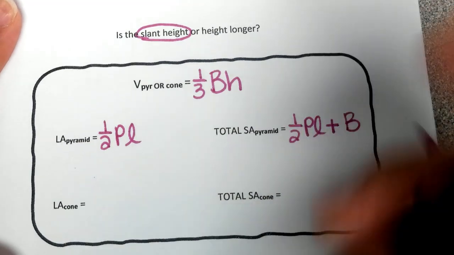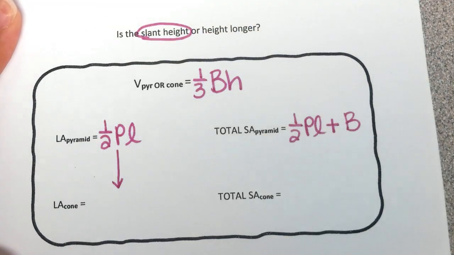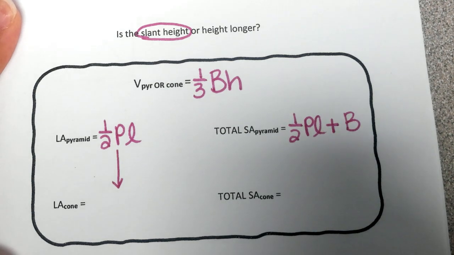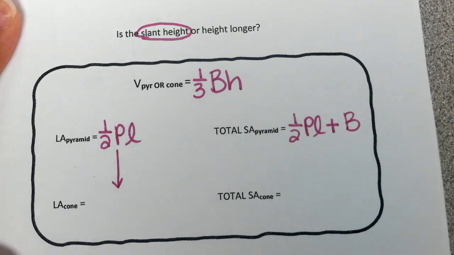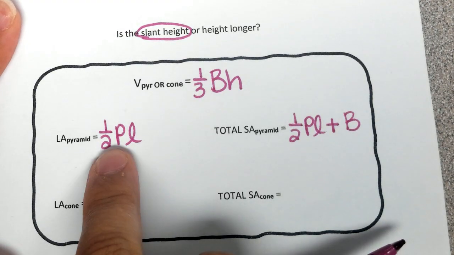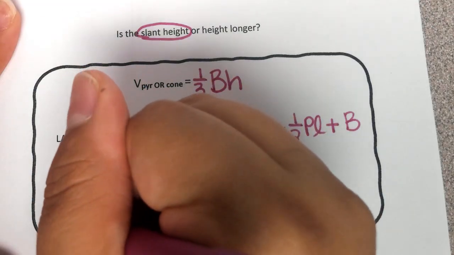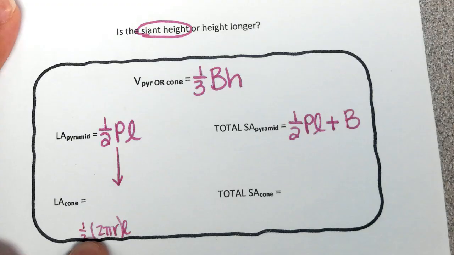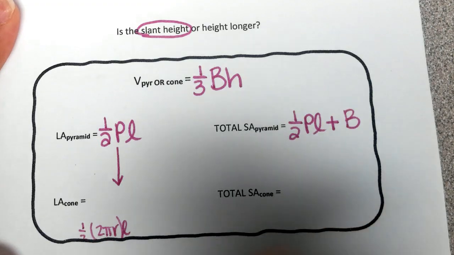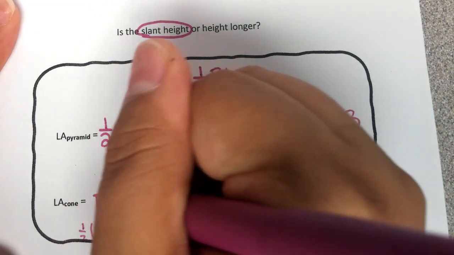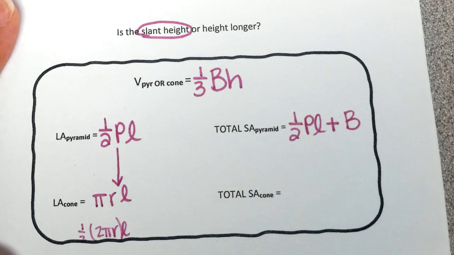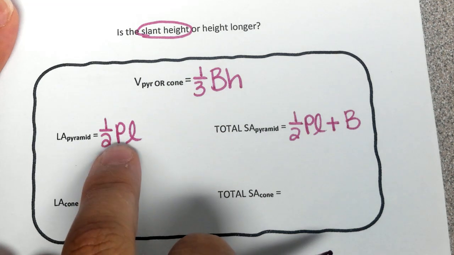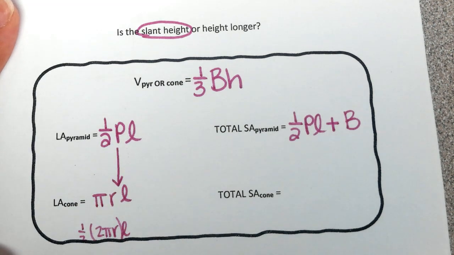However, what do we know about the perimeter of a cone? It's the circumference. What's the formula for circumference? 2 pi r. So if I made this 1/2 times 2 pi r l, what is half of 2? 1. So for a cone, it's pi r l. You can memorize this if you want to make your life easier, but again, you don't have to if you know this. Does that make sense?